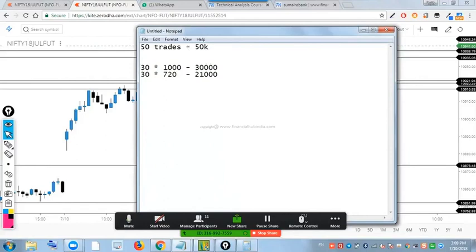All right. So these are the things you'll have to consider. So if you're really going for 50,000 risk, then you'll have to plan accordingly. That okay, I'm not really going for 50,000 risk only based on the per trade basis.